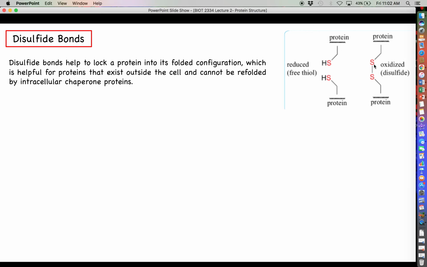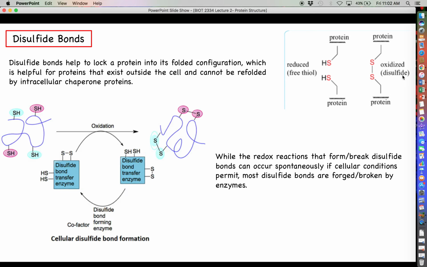So you can kind of see what we're talking about in this diagram here. You have a protein that has a free sulfhydryl group here, so it has a cysteine side chain here, and then maybe another protein has a sulfhydryl group here, or maybe the same protein, just a different part of the same protein, has a cysteine group here. So when we get these positioned very close to each other, we can get an oxidation event in which we form a covalent bond between those two sulfur atoms, and that is what we call the disulfide bond formation.